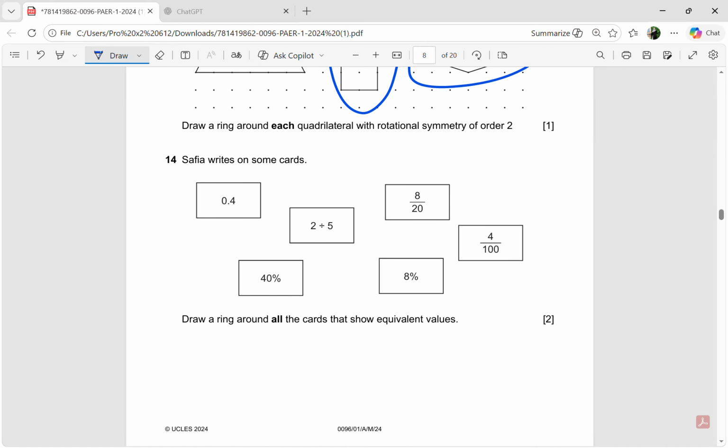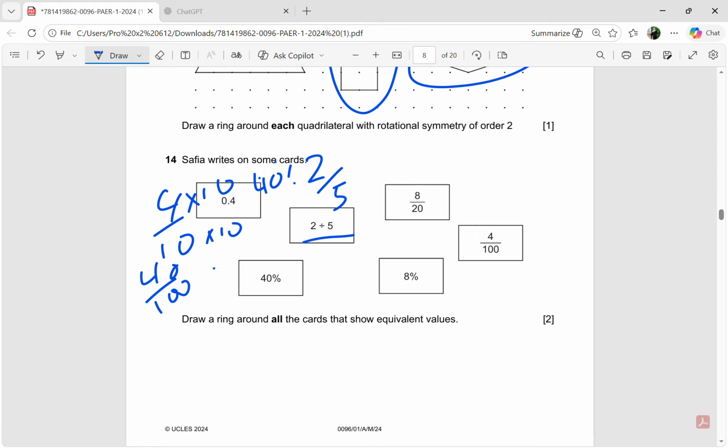Safia writes some cards: 0.42, divided by 5. As you know, you can change it into a fraction. So this is the same as 2 over 5. So we have percentages. There are many ways, but one way is to change everything in terms of percentage. So this is 4 over 10 times 10 times 10. This would be 40 over 100, and this is 40%. So this one and this one, okay.